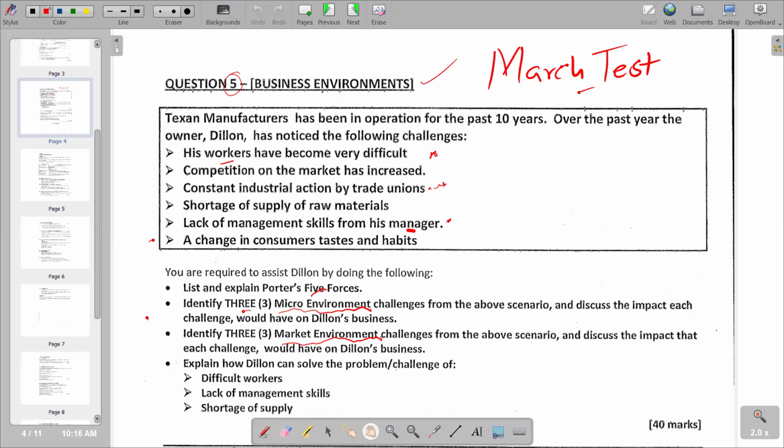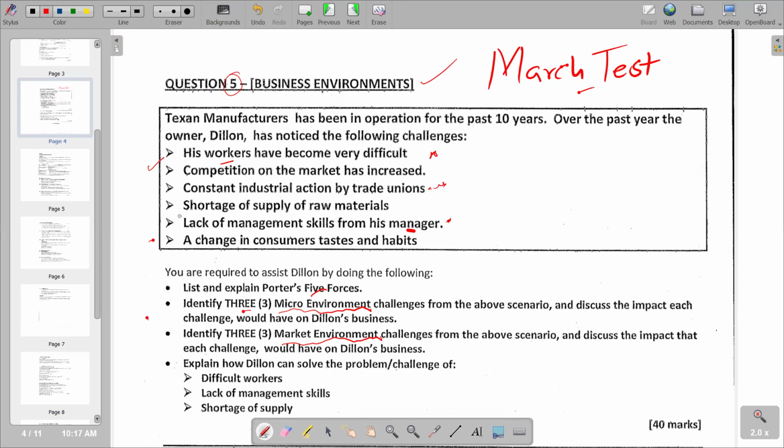So, elements of the market environment that we have there, let's look at the second point, which is saying competition on the market has increased. So obviously this is going to affect consumer behavior. If there's no competition, obviously the consumer can opt for other alternatives. So basically it affects the behavior of the consumer. Then we look for the other element from the list that we have.